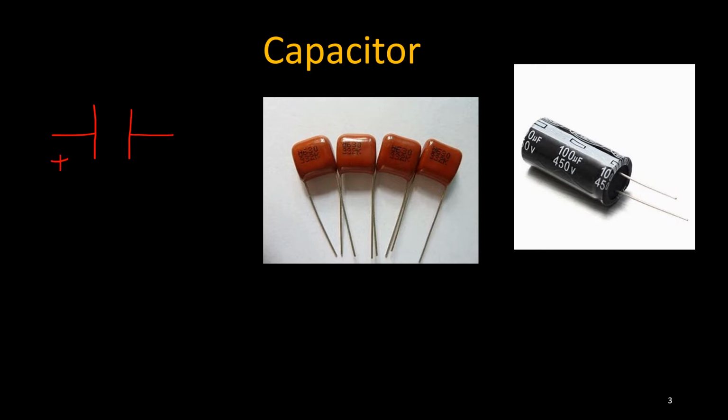Across these two plates, if I apply one voltage, suppose VC, then some positive charge will store, and on this side you will get negative charge. The charge stored in this capacitor, Q, is basically proportional to the voltage applied to the capacitor, VC. So we can take an equal sign. In that case, Q equal to C times VC, and C is called the capacitance of this capacitor. So this is the basic relation, Q equal to CV.